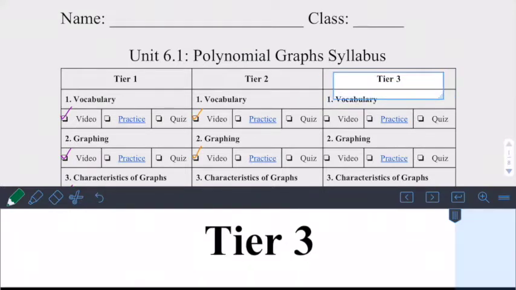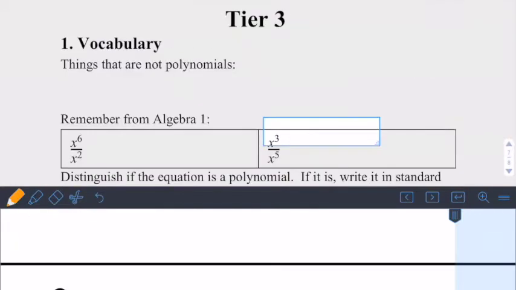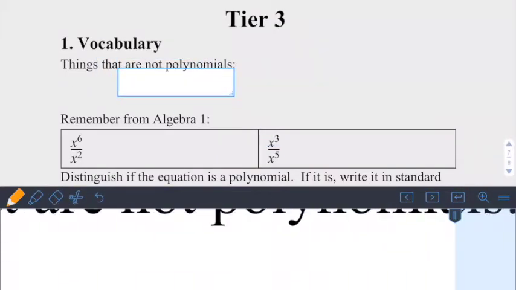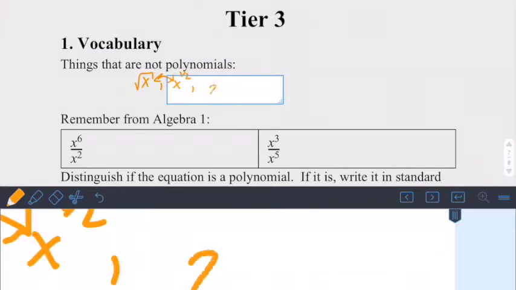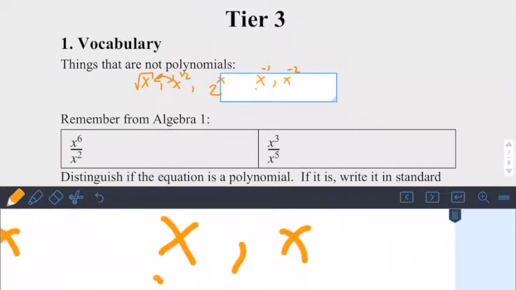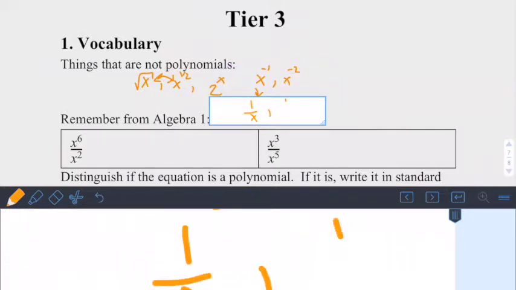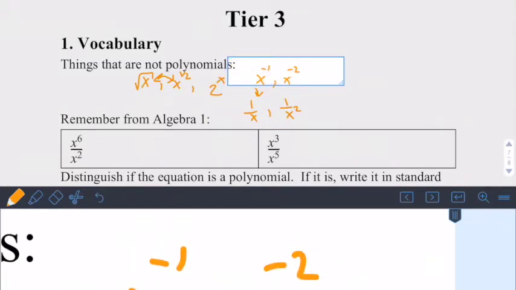And this is now Tier 3, Lesson 1, Vocabulary of Polynomials. So remember things that are not polynomials? We had a bunch of stuff. We had the square root of x. We had x to any fractional exponents, which is the same thing. Then we had exponents, so 2 to the x power. And remember, we also had things like x to the negative 1, x to the negative 2, which mean 1 over x and 1 over x squared. So those negative exponents are not polynomials.